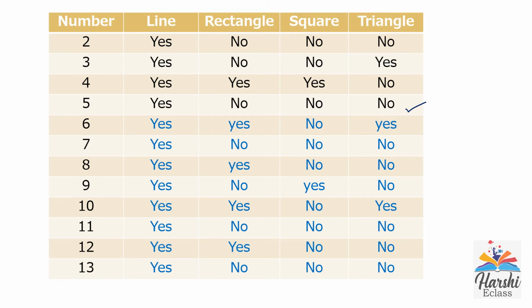Triangle 3. The pattern for finding the triangular number is 3. 3 plus 3, 6. Next 6 plus 4, 10. 10 plus 5, 15. 15 plus 6, 21. In this way we can find the triangular numbers. After 6, 10 can form the triangle.